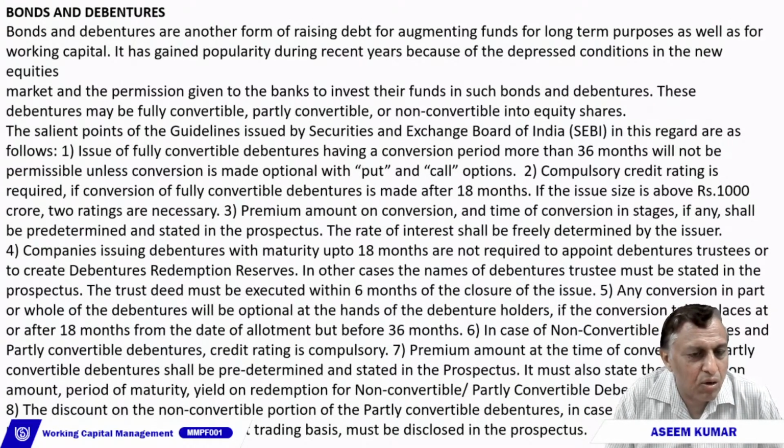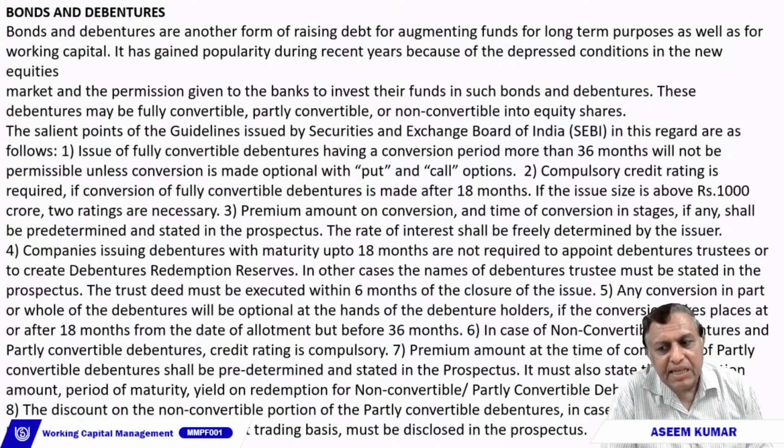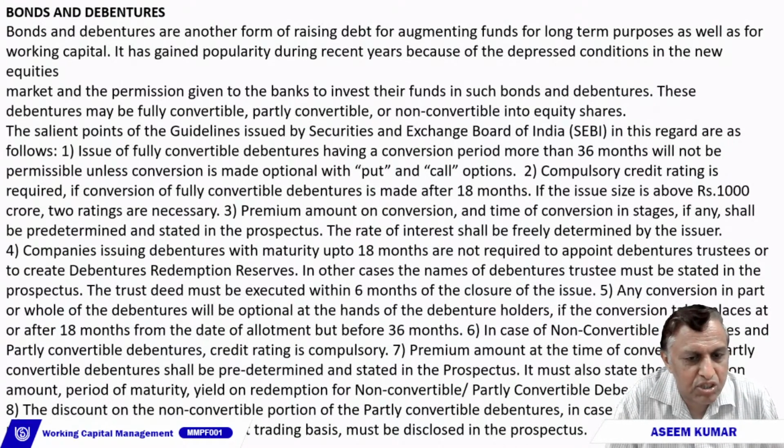Any conversion in part or whole of the debentures will be optional at the hands of the debenture holders, definitely those who are the investors. If the conversion takes place at or after 18 months from the date of allotment, but before 36 months, in case of non-convertible debentures and partly convertible debentures, credit rating is compulsory. The premium amount at the time of conversion of partly convertible debentures shall be predetermined and stated in the prospectus.